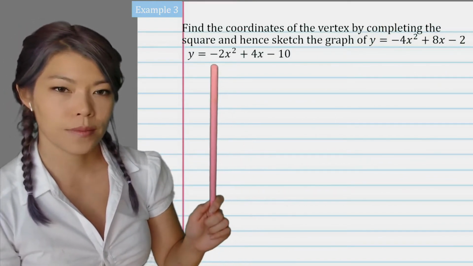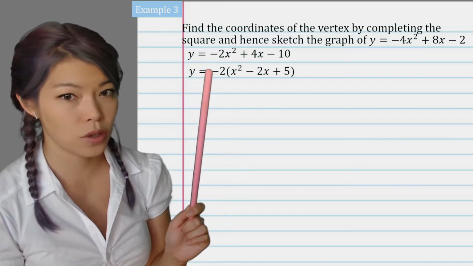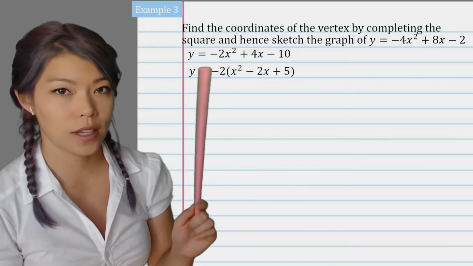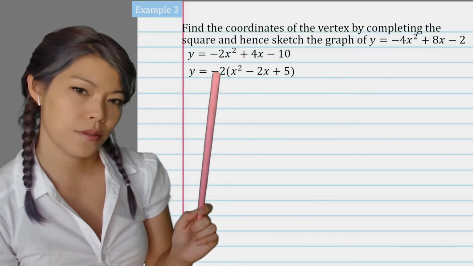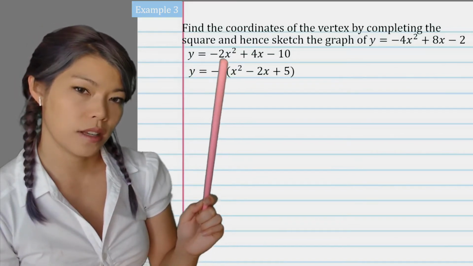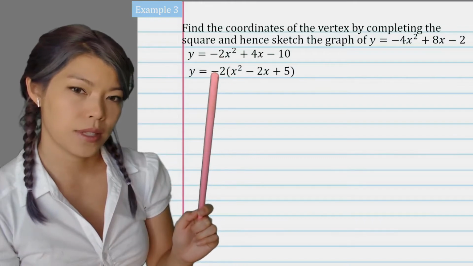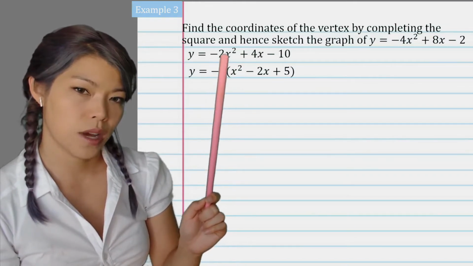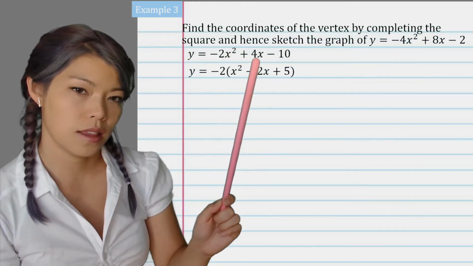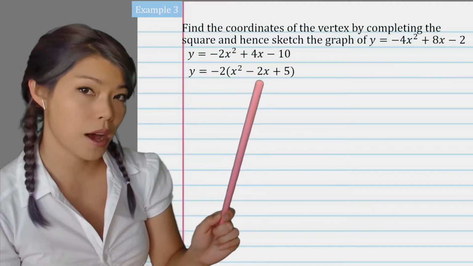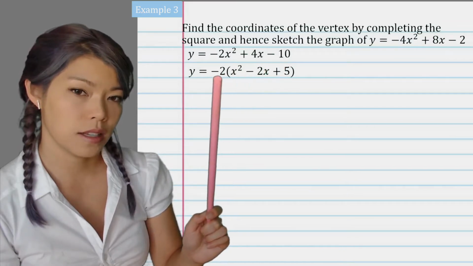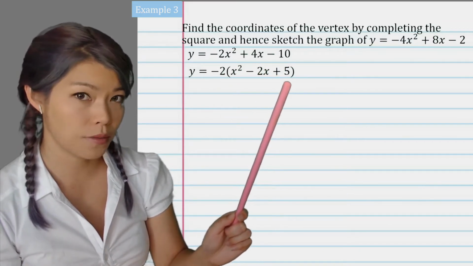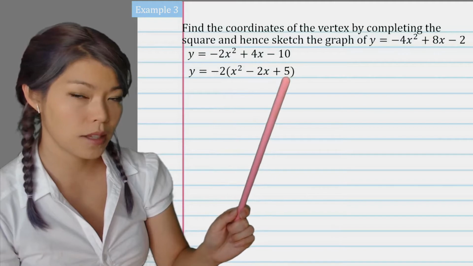So let's do that. There's a 2 there, so let's divide by 2 first. And we might as well take the negative out to make it easier for us to look at. So we have minus 2 times x squared. Sorry, we take the minus 2 out of minus 2x squared, we're left with x squared. Minus 4x divided by minus 2 is minus 2x. Be very careful with the negative. The minus 10 divided by minus 2 is positive 5. Remember, negative makes positive.